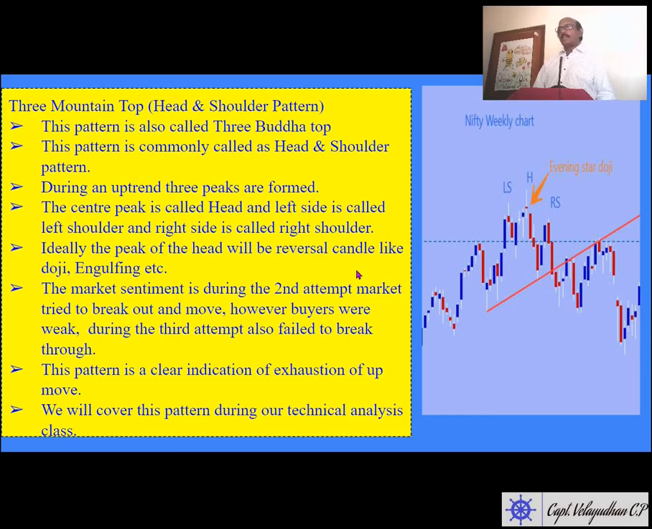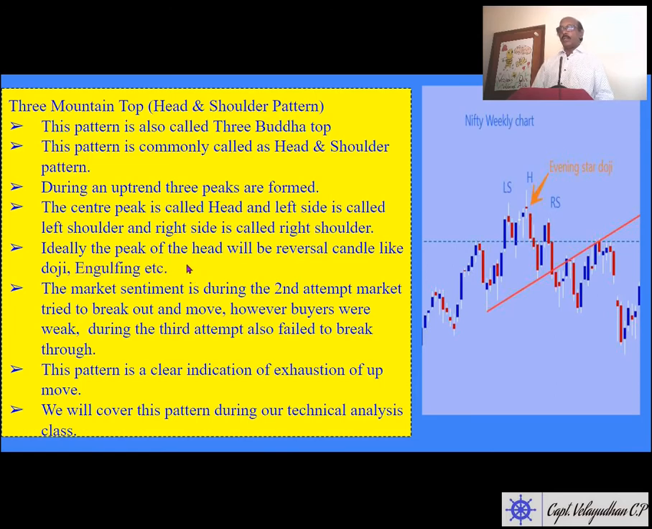During an uptrend, three peaks are formed. These are the first peak, second peak and third peak. We call it head and shoulder because the second peak looks like a head and the first one is like a left shoulder and the third one is the right shoulder. And once it breaks the support, it gives a clear indication that the market is going to be in a downtrend. The bull is down. Bull market is over.